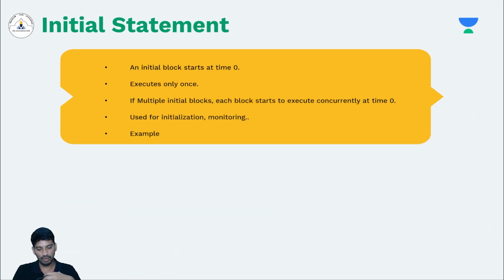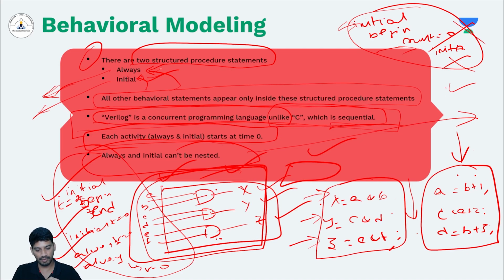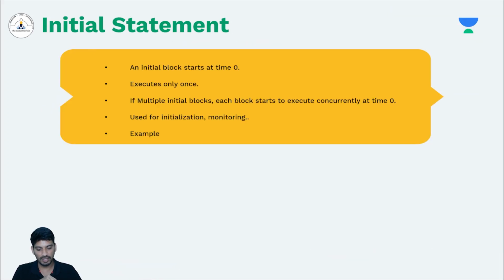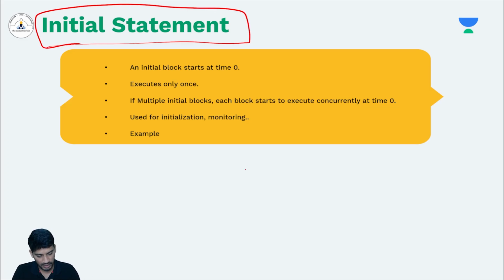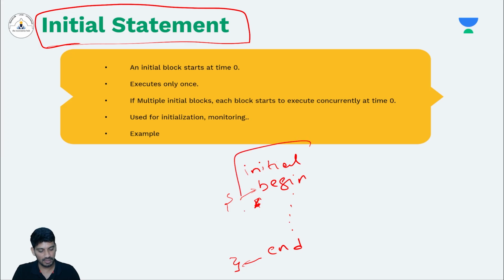So now we have seen the basics of behavioral modeling. Let's go inside what are these two structured procedures. Let's start with the initial block. What is an initial statement? An initial statement will have a keyword initial, and all the statements that appear inside the initial statement. So begin is like an open curly brace and end is like a closed curly brace. All the statements together are called an initial block.